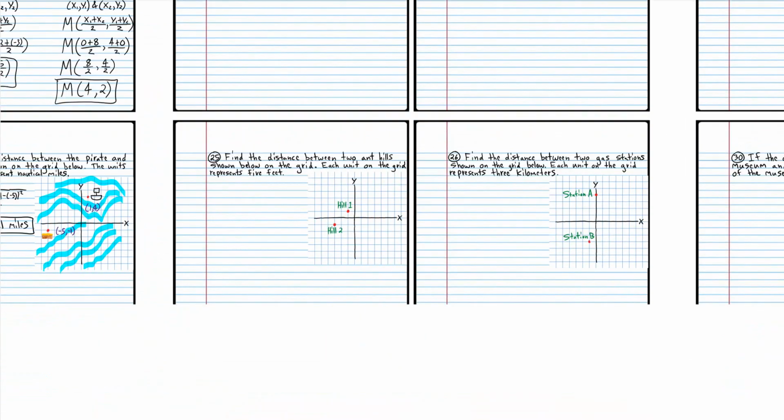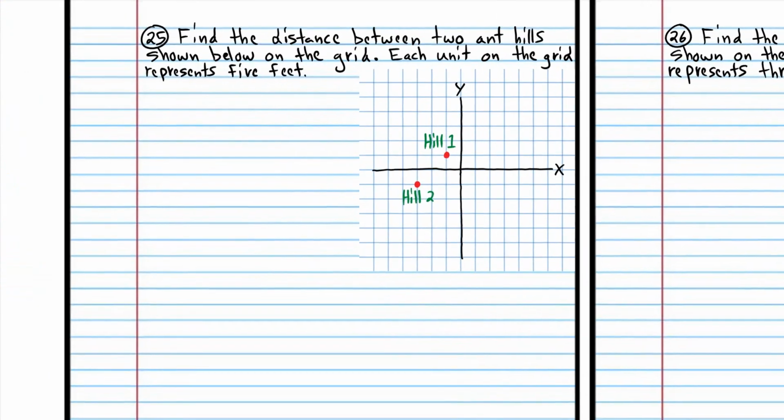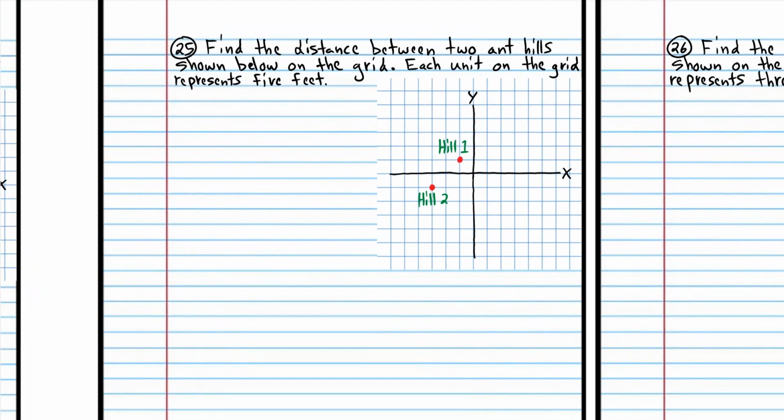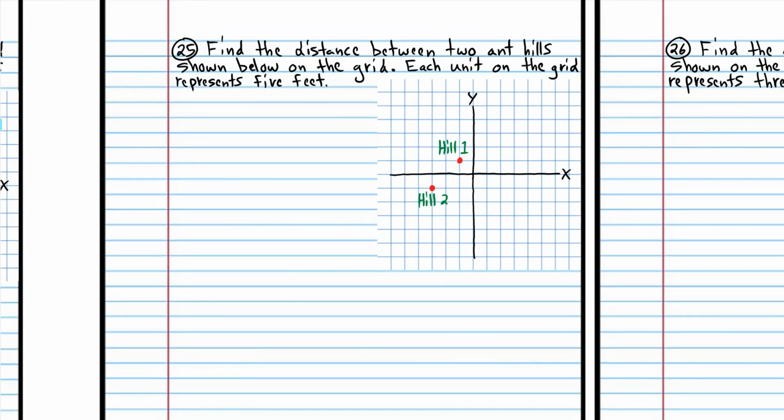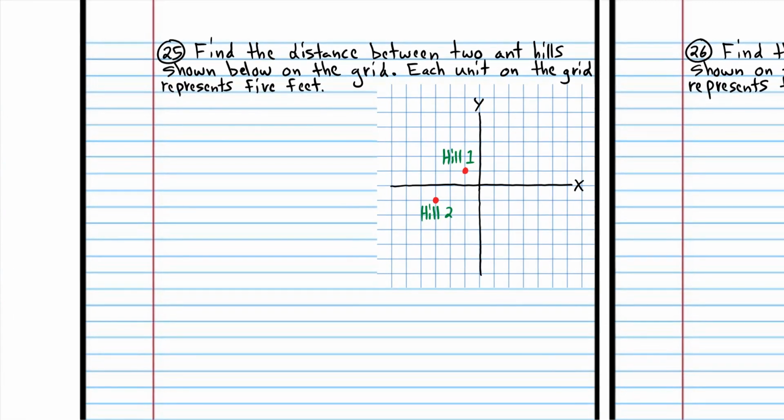All right, so now we're going to go to a slightly different problem. It's pretty much the same thing as the first distance problems we did with these graphs, but there's a slight twist at the end. It says, find the distance between 2 anthills shown below in the grid. Each unit on the grid represents 5 feet. So that's the difference, that last little sentence there. Each unit on the grid represents 5 feet.